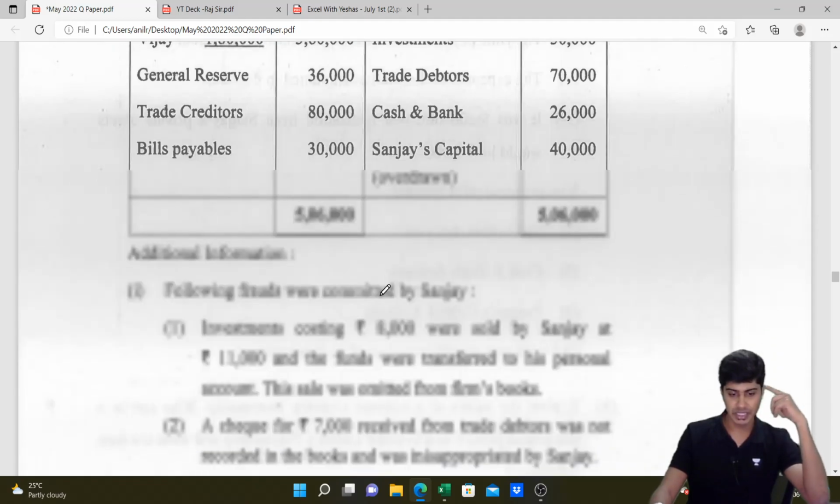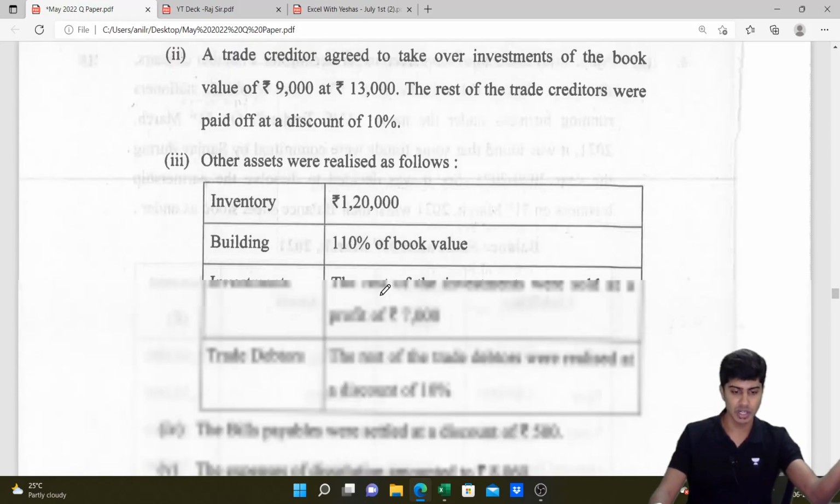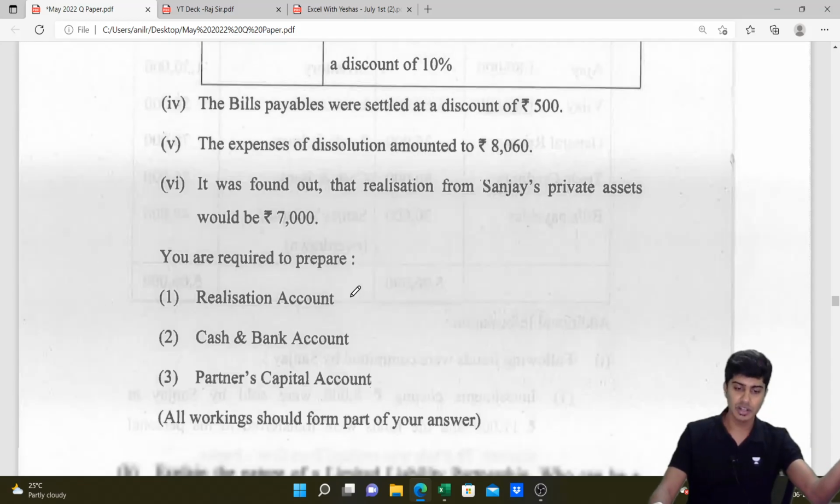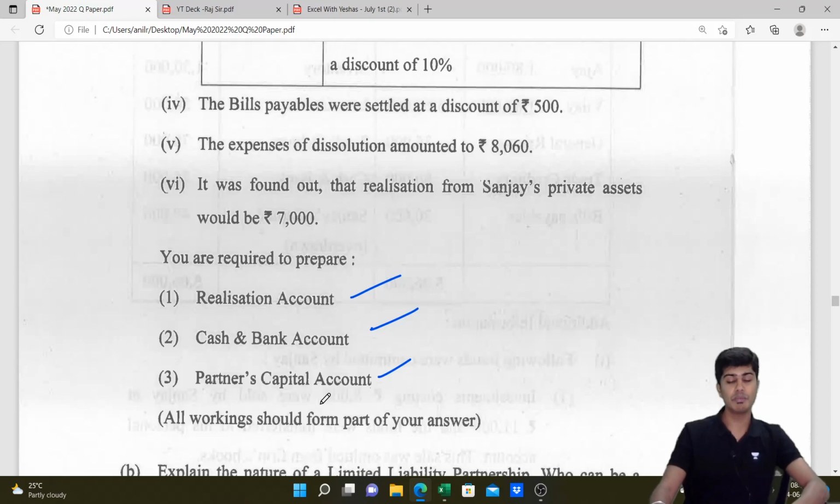They have given the balance sheet. After that, they have given some information about how the assets are sold and how the liabilities are settled. They want us to prepare the realization account, cash account, and partners' capital account. All the working notes should form part of your answer. Yeah, definitely. Don't worry, we'll do that.